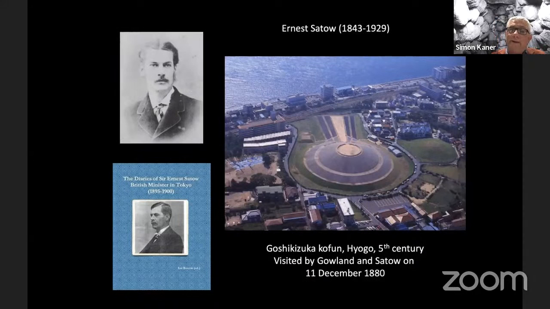And this is a very fine example of what is called a keyhole-shaped tomb in English, for obvious reasons. It's a zempo koenfun in Japanese. It means it's got a round mound and the extending platform at front. Traditional Japanese keyholes are a different shape, so it doesn't translate all that well.